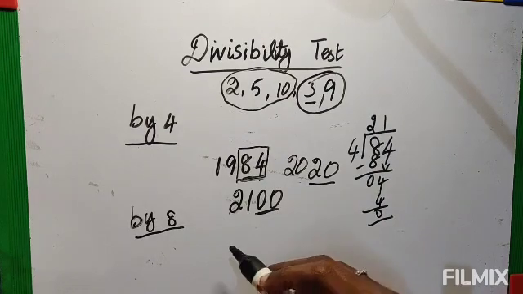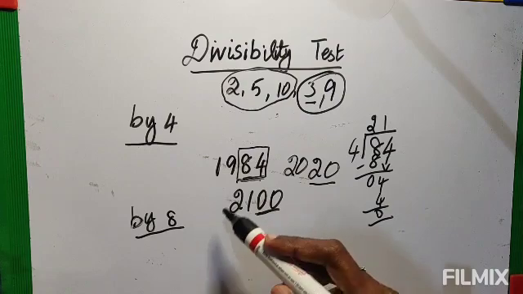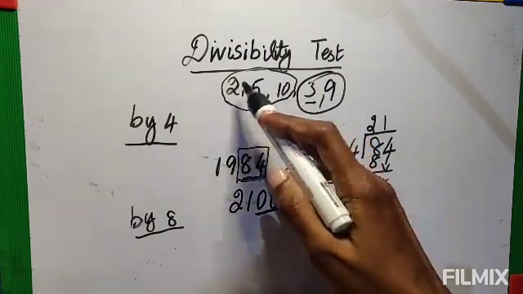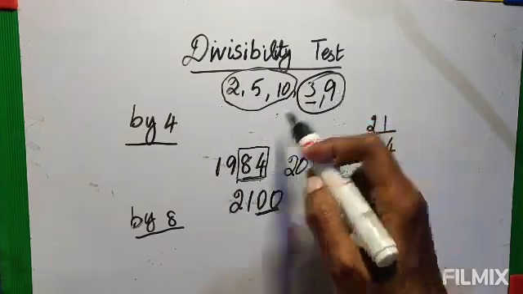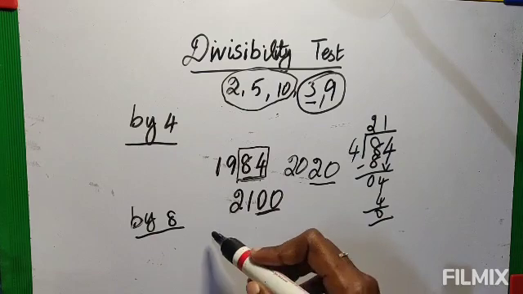Okay, next one, divisibility by 8. This 4 and 8 are a little similar, so that's why I am taking them together. 2, 5, 10 are similar. 3 and 9 are similar. And 4 and 8 are similar. So I am giving an example. Now listen here.